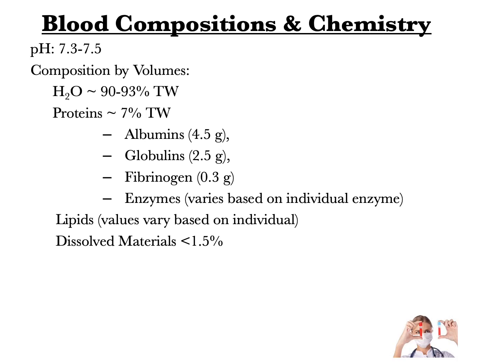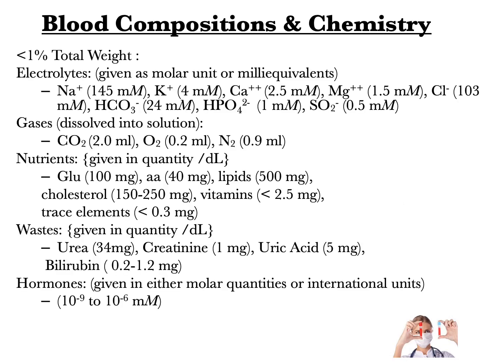If we look at the dissolved materials, we're looking at something that's going to be less than about 1 to 1.5% of the total weight. This dissolved material is made up of electrolytes, including sodium, potassium, calcium, magnesium, chloride, bicarbonate and carbonic acid, phosphates, and sulfates. We will also have nitrates within these dissolved electrolytic components.